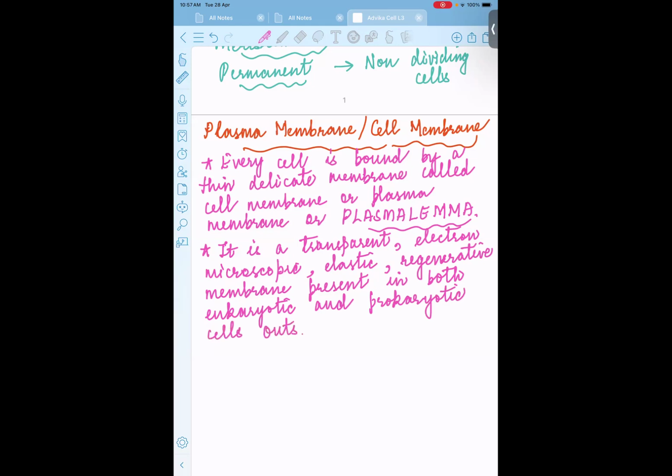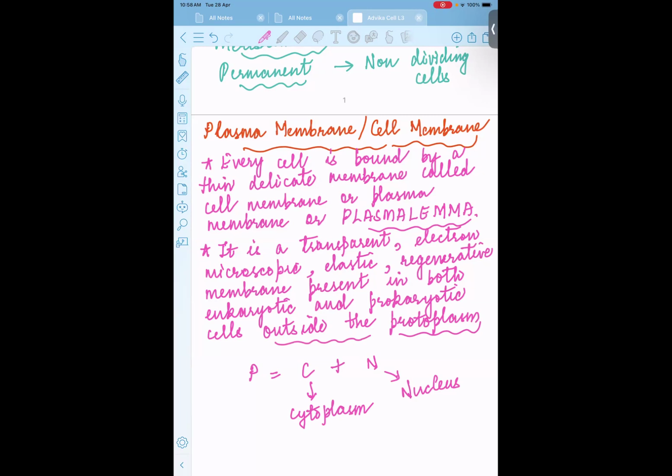And they are present outside the protoplasm. Now, what is protoplasm? Any idea? No, I don't know. Okay. So protoplasm is C plus N. C stands for the cytoplasm and N stands for the nucleus. So here they are saying they are present outside the protoplasm, which means they are present outside the nucleus and outside the cytoplasm.